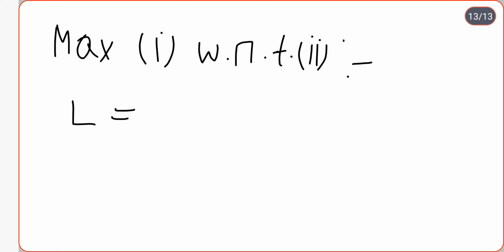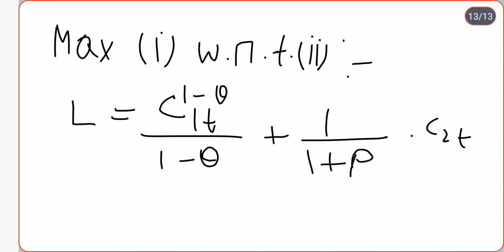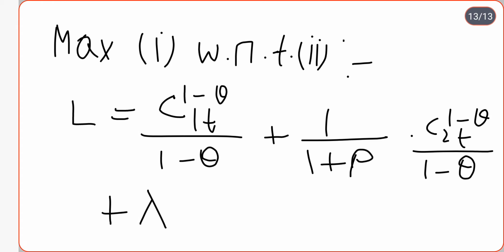For that, let me write L equals C1T to the power 1 minus theta by 1 minus theta plus 1 by 1 plus rho multiplied by C2T to the power 1 minus theta divided by 1 minus theta. This is our utility function, as you can remember, and we have to set up the Lagrangian, and we have to give the budget constraint.